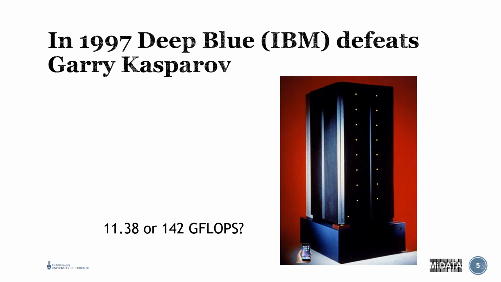So my question to you is, which of these two devices, the iPhone 6 or the Deep Blue supercomputer, has 142 gigaflops? So gigaflops, or flops, is a measure of compute power, speed, capacity. I'm not going to go into the detail of what a flop is, but you can just imagine it's a unit that we use in order to measure computer power. So which of these two has 142 gigaflops?